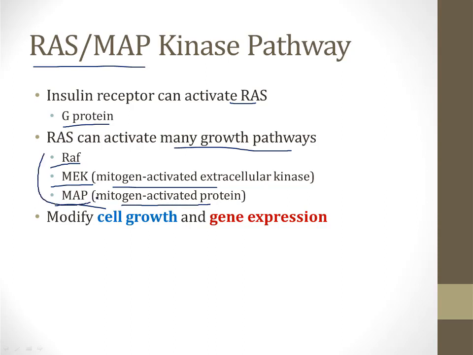You probably don't need to know all of these, and we don't even understand exactly what they all do. But the net result of activation of the RAS-MAP kinase pathway is that this modifies cell growth and gene expression, and this is probably the major role of this pathway when it is activated by the insulin receptor.